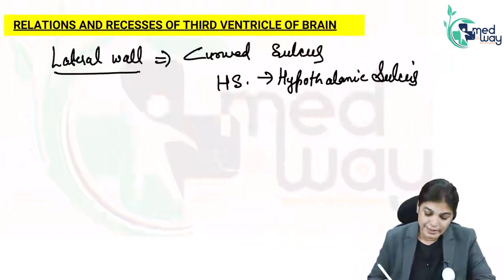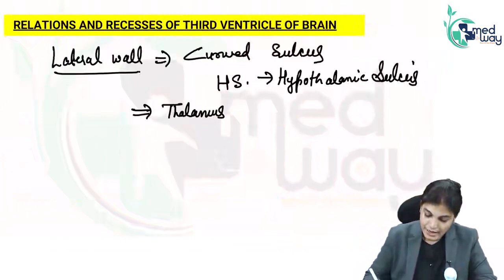We already know the lateral wall. We have two important structures in the relations: the thalamus and the hypothalamus.